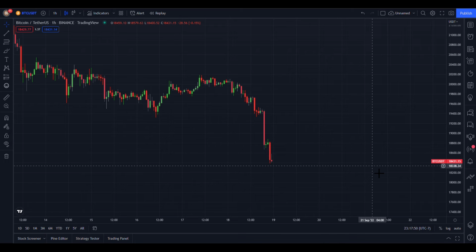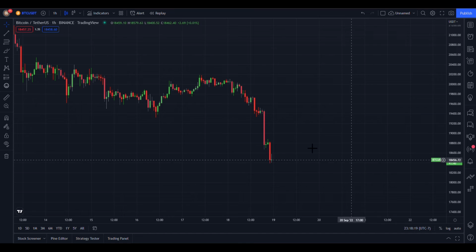As you can see, we have BTC USDT 1 hour time frame. Guys, for this trick we only need 2 MAs. And remember that the higher the time frame, the more accurate analysis. And in this case, we are using 1 hour time frame or higher.